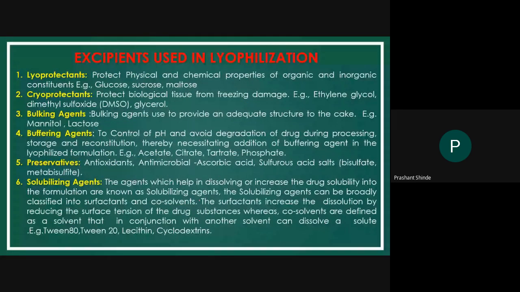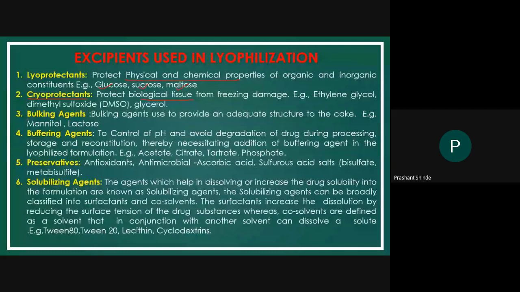Now there are different excipients also used in lyophilization. First is your lyoprotectant. These lyoprotectants are used to protect the physical and chemical properties of your material which undergoes lyophilization. Glucose, sucrose, maltose are used as lyoprotectants. Second is cryoprotectant. Cryoprotectants are used to protect biological tissues or biological material. Ethylene glycol, dimethyl sulfoxide, glycerol are generally used as cryoprotectant excipients.